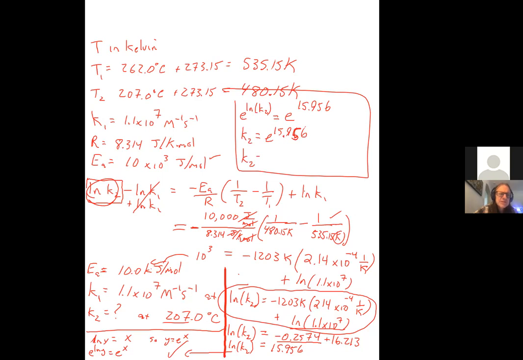K2, we only need 2 significant digits. So I'm going to put it as scientific notation, 8.5 times 10, let's see, 1, 2, 3, 4, 5, 6. Yep, there we go. It came out right. And there's your K2. A lot of steps in that, right? So let me show you real quickly what you're doing. There's your answer, 8.5 times 10 to the 6th. What you're doing is you're taking this equation here.